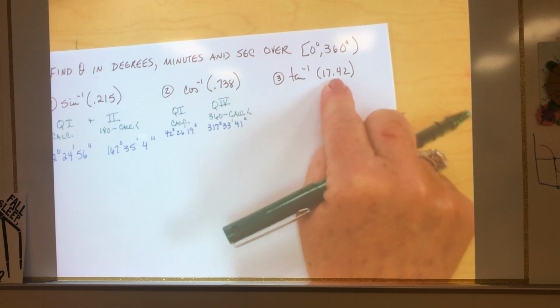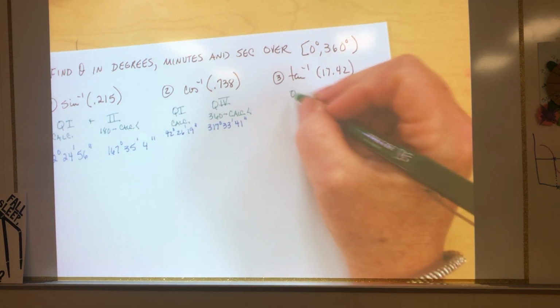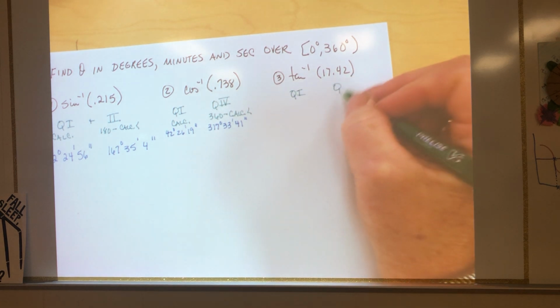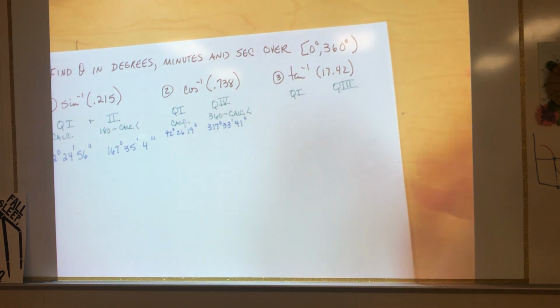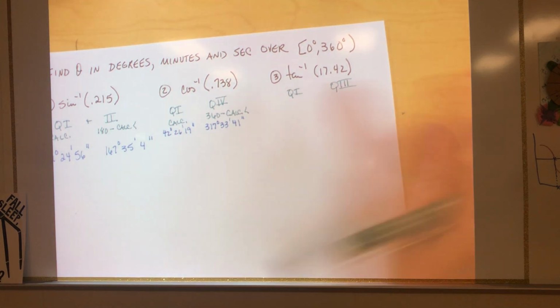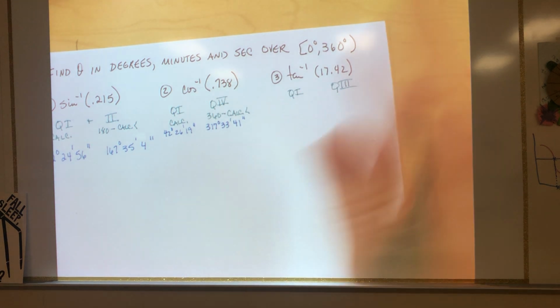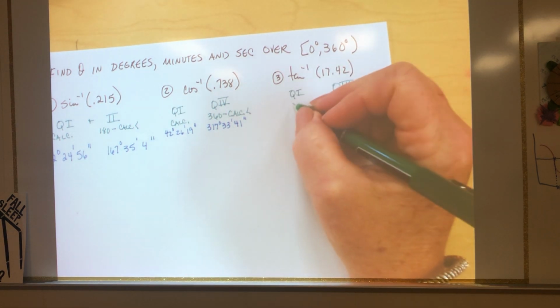All right, so where is tangent positive? 1, 3. Okay, so I'm going to quadrant 1, and I'm going to quadrant 3. Okay, which one's the calculator going to give me? The 1. If it's positive, he's giving you that 1. It's the negative ones that are going to be a little bit of a problem for you.